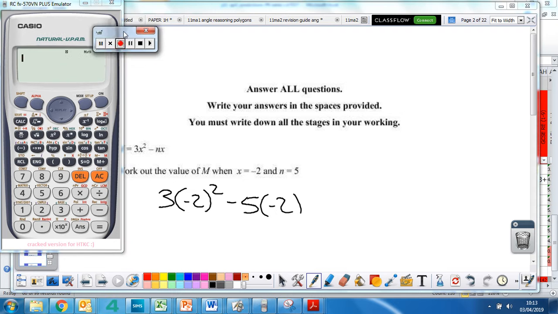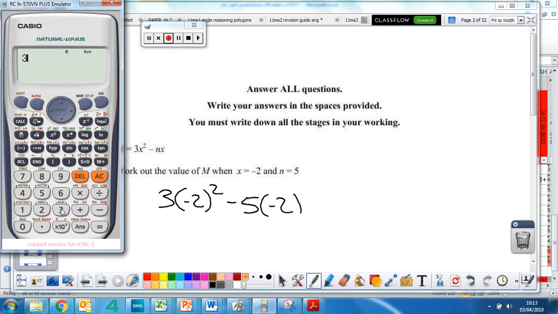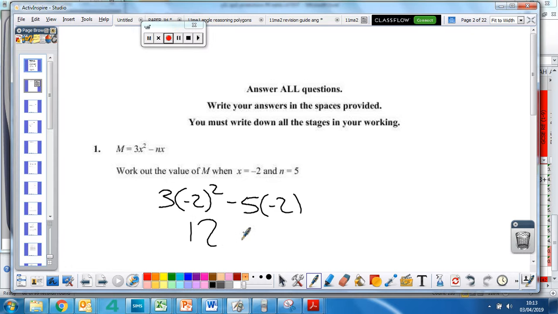If you're going to do this on a calculator paper, you'd be crazy to not type it into your calculator. So we'll do 3 times in brackets, use the negative button, not the subtraction button. Negative 2, close brackets, and that's squared. Then we do minus 5 times negative 2. My prediction is that it'll be 12 plus 10, which is 22. Yep, done. That becomes 12 plus 10 equals 22.